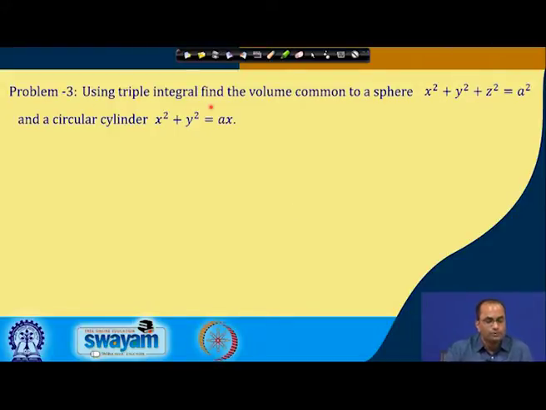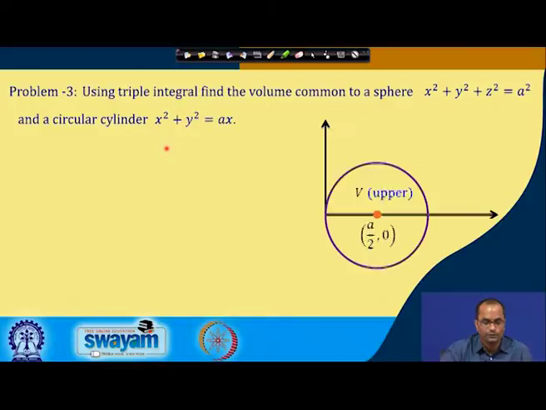The last problem. So, using this triple integral, we want to find the volume which is common to this sphere. We have this sphere x square plus y square plus z square is equal to a square, and this circular cylinder which is given by x square plus y square is equal to a square. So, this is again the circle which we have discussed a couple of times before. This is a shifted circle where radius is a by 2 and the center is a by 2 and 0, like shown here in this figure.